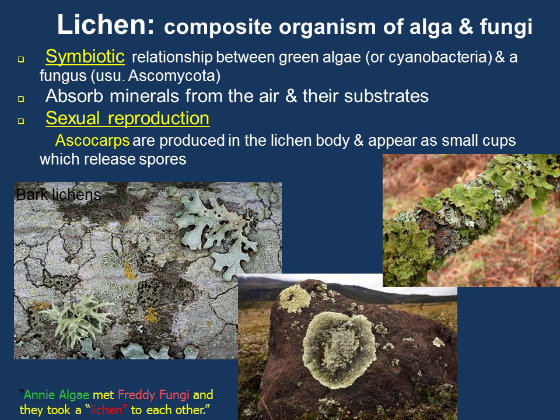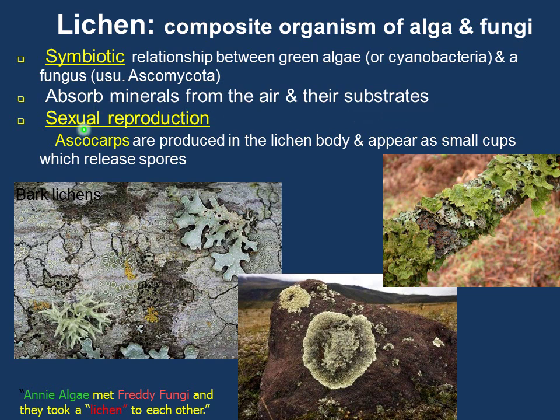Lichens are very sensitive bioindicators for pollution. So we look around and we find these on rocks, especially around Flagstaff, and we can tell what particulates are in the air. The symbiotic relationship is between green algae or cyanobacteria, so it can be both, or singularly each one, and then the fungus, usually an Ascomycota fungus, although others can do it as well. They absorb minerals through the air and their substrates, especially rocks.